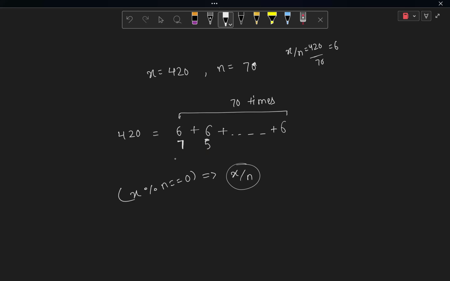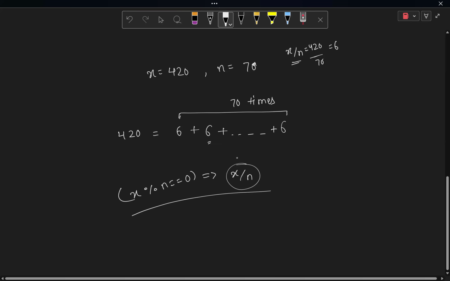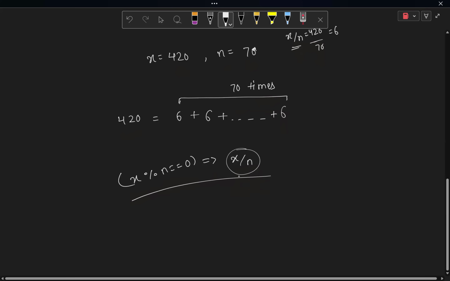You can try to prove this thing. It is simple to prove that the answer can never be greater than x by n. For the proof, just assume that some element is greater than x by n, then definitely some other element would have to be less than x by n. So the GCD can never be greater than x by n. So for this part, the answer is simply x by n. We have got this very easily.